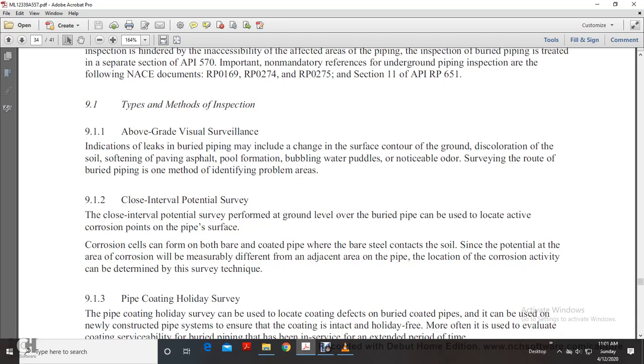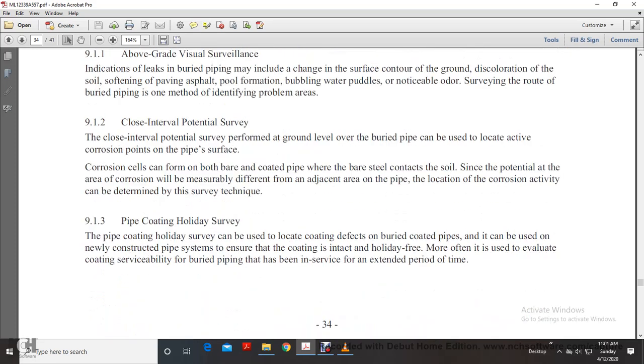9.1.2, close interval potential survey. A close interval potential survey performed at ground level over the buried pipe can be used to locate active corrosion points on the pipe surface. Corrosion cells can form on both bare and coated pipe. Where the bare pipe contacts the soil, the potential of the corroding area is measurably different from the adjacent area of the pipe. The location of the corrosion activity can be determined with this survey technique.